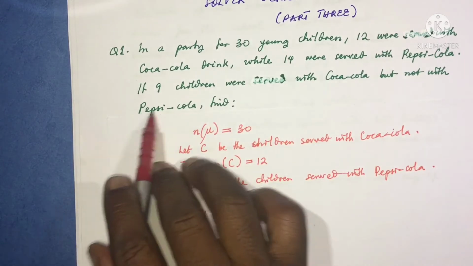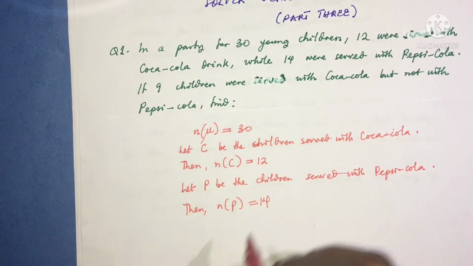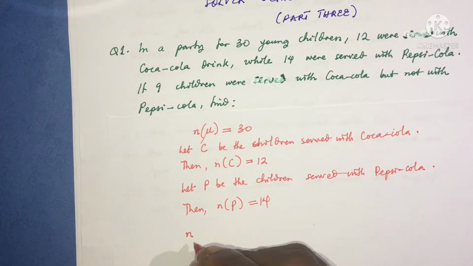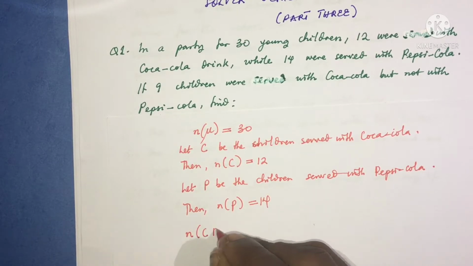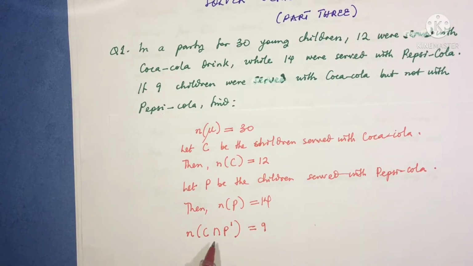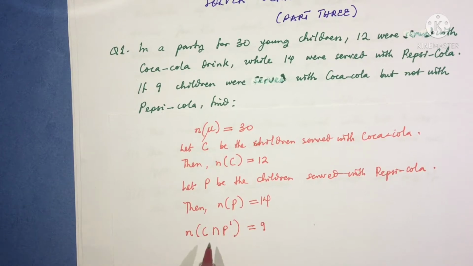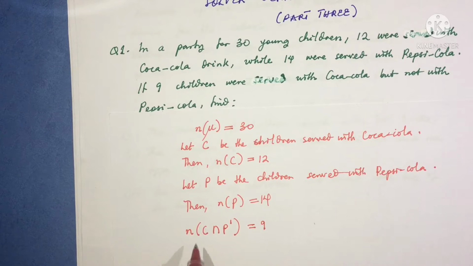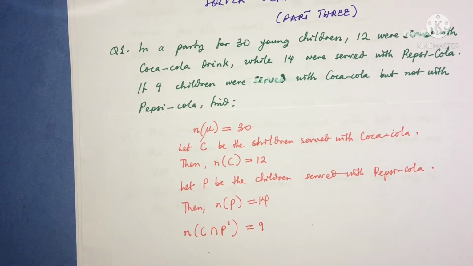Now if 9 children were served with Coca-Cola but not with Pepsi Cola, what does that mean? It means n of C intersection P prime gives us 9. That is, n(C ∩ P') describes the elements found in C alone. The reason why P is carrying the prime is because the elements we are referring to are found in C alone. If it were C carrying the prime, it would mean the elements we are looking for are those in P alone. So those who drank Coca-Cola alone but not Pepsi Cola are 9 altogether.